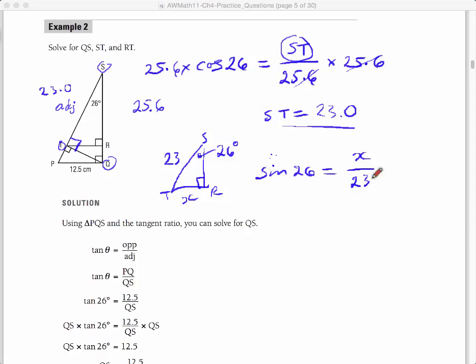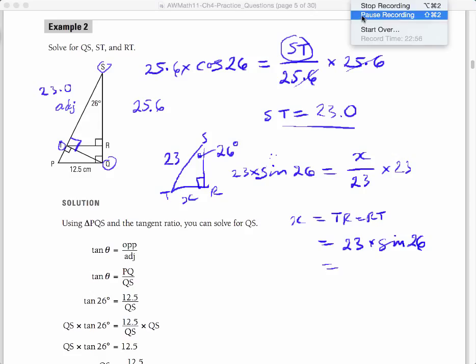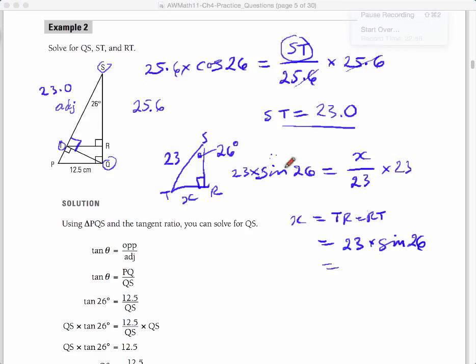Again, we have to multiply both sides by 23 to cancel. So times 23. So X, or unknown side, T to R, or R to T, whichever way you want to look at it, will equal 23 times sine of 26. Okay, on the calculator, what does that give you? So we find that is 10.1.